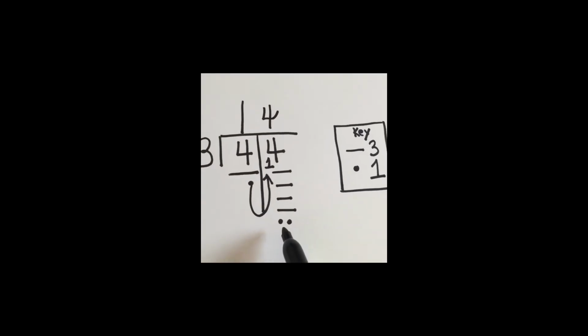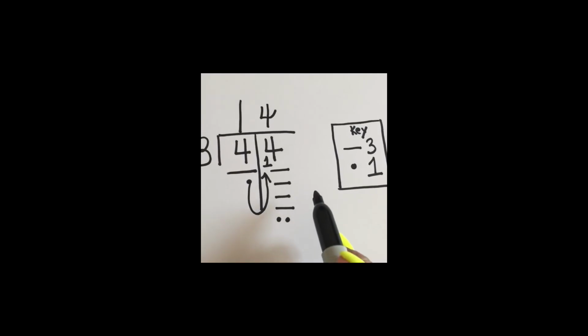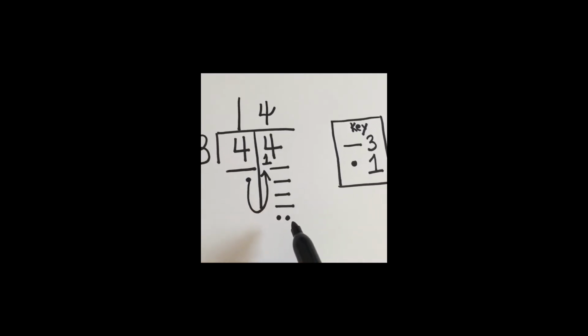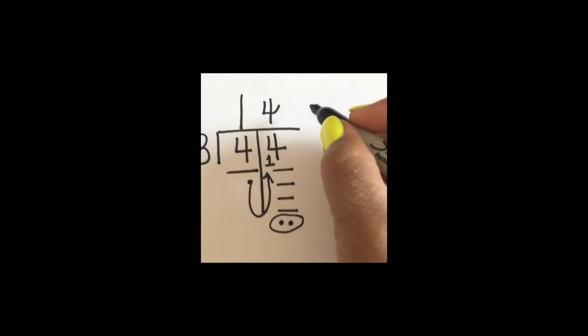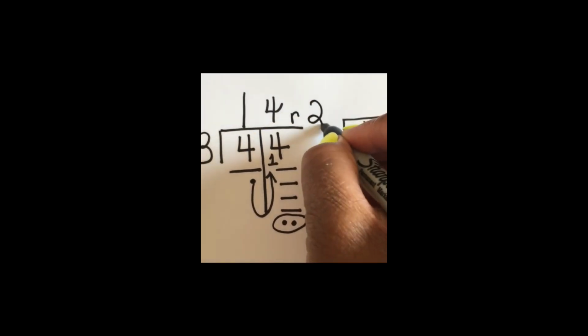Notice, there are 2 stones left over, but we cannot regroup them. The leftover stones will be the remainder. So our quotient is 14, remainder 2.